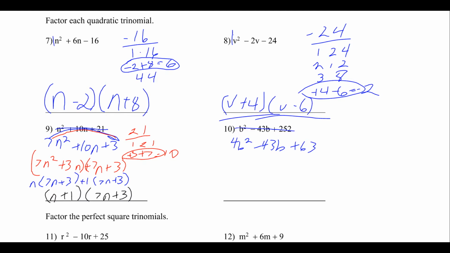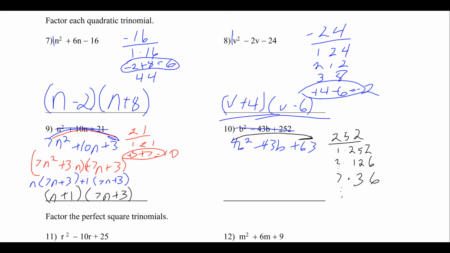Same concept goes down here for number 10. We can multiply the first number by the last number, which is going to be 4 times 63, which is 252. Whenever I do that, I wind up with a bunch of potential numbers here. I've got 1 times 252, 2 times 126, and I can keep going and going, but I know that I'm just going to have 7 times 36. That's going to be the one that I'm going to use. There's more here.